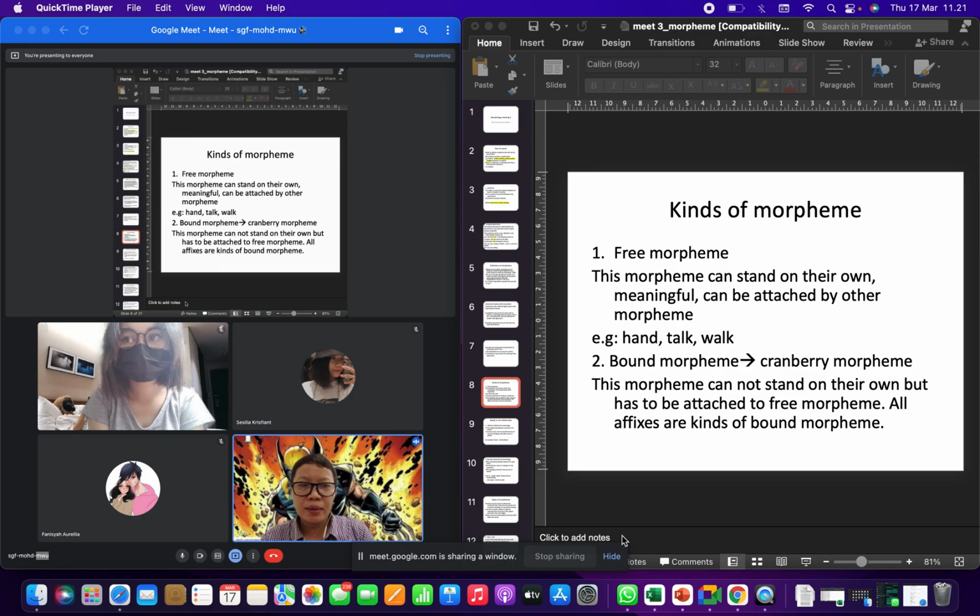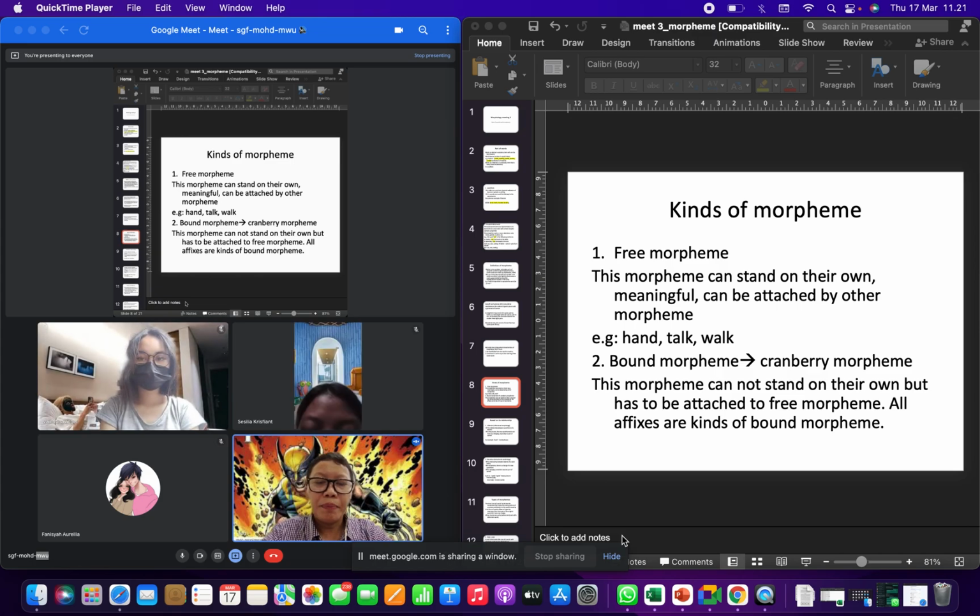We can put something with this free morpheme. For example, I have the free morpheme hand, and I attach the suffix, it becomes handed. It also has meaning. And second, we talk about bound morpheme. Bound morpheme is also known as the cranberry morpheme. It means that this morpheme cannot stand alone on its own, but it should be attached to a free morpheme so that it has meaning.